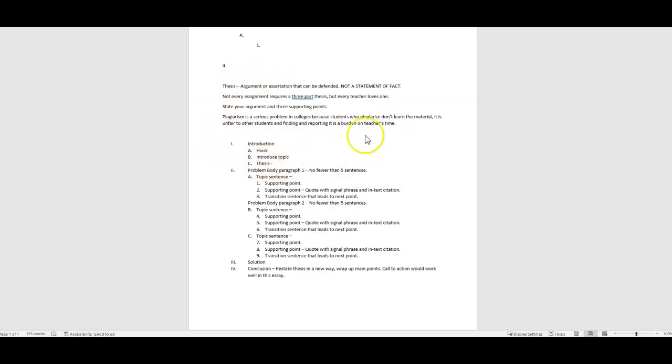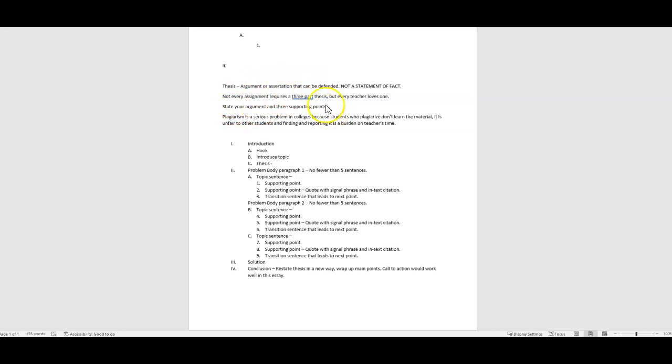Now, I have up here a thesis statement I kind of wrote out, but not every assignment requires a 3-part thesis, but every teacher I know loves them. If you use a 3-part thesis, it makes you stand out immediately. So your 3-part thesis will state your argument and your 3 supporting points.